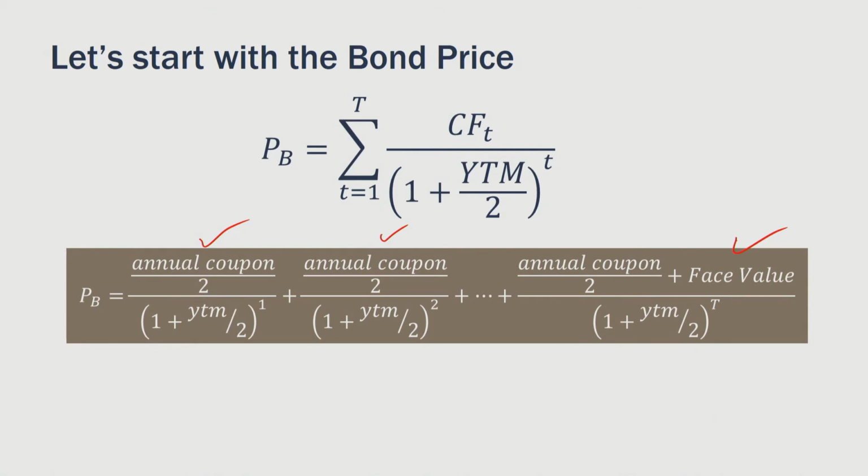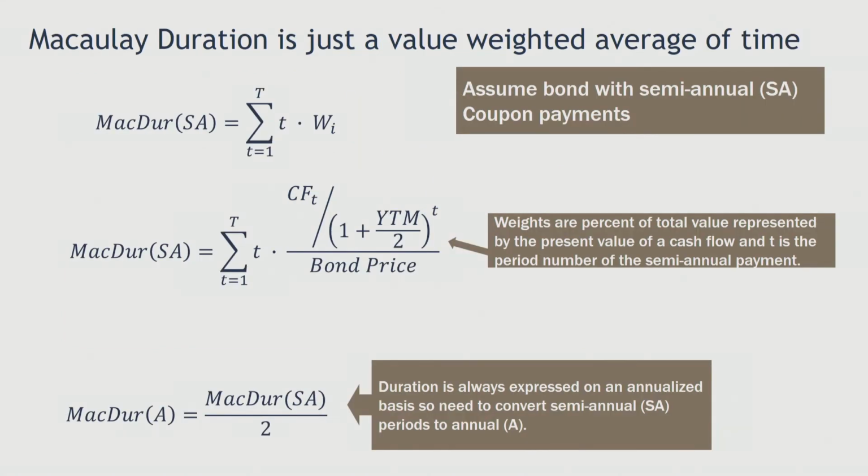Now let's take this and create a measure that calculates the weighted average of the timing of the payments. All right, so our definition of Macaulay duration is that it's just a weighted average of the time of when you get your payments. The weights in this particular case are the percentage of total value represented by each of the cash flows and the time period of when they're received.